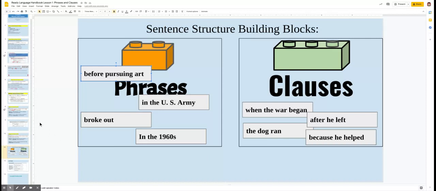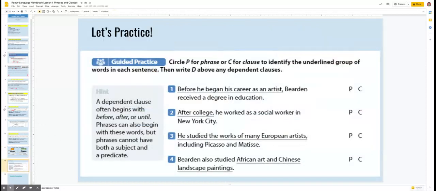All right, so there was a little bit of practice. Hope y'all enjoyed that. And we're going to move on to our last piece of our guided practice. It tells us that we are going to circle P for phrase or C for clause to identify the underlined group of words in each sentence. Then, if it's a dependent clause, we're going to write a D above the dependent clauses. Now, I told you, find your subject and your verb. We're going to go through there and do that real quick.